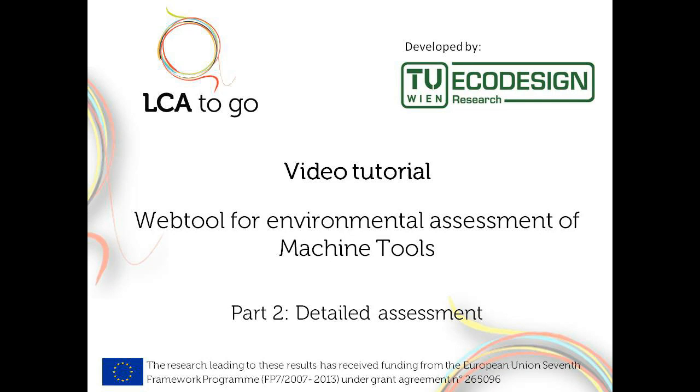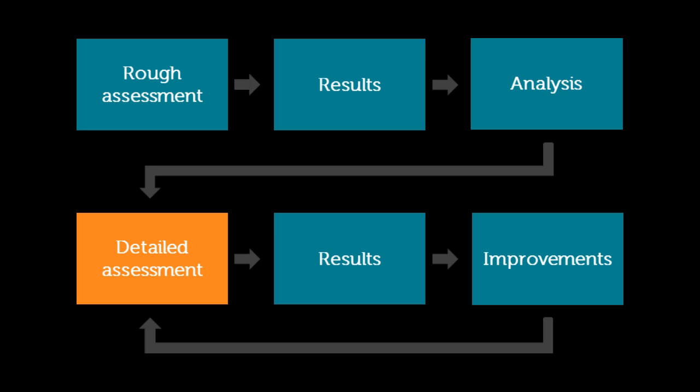Welcome to the video tutorial on how to enter data into the LCA to Go Webtool for machine tools. Part 2. In this model we use more detailed data and focus on the stages with the biggest environmental impacts identified in the rough assessment to achieve a more detailed and robust environmental profile. The results will enable us to draw the right conclusions and identify the improvement potentials.